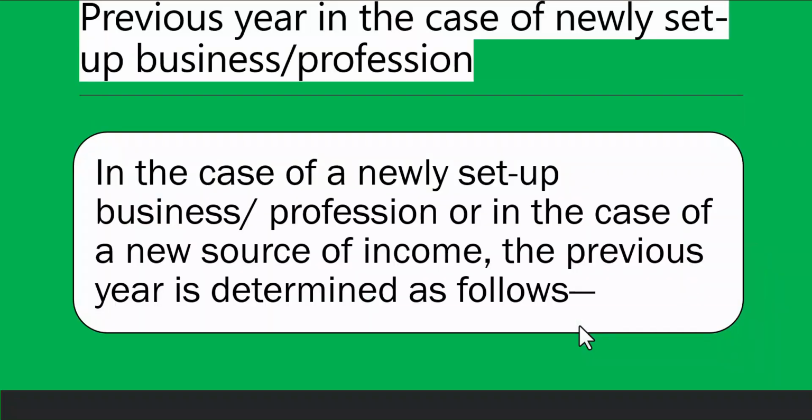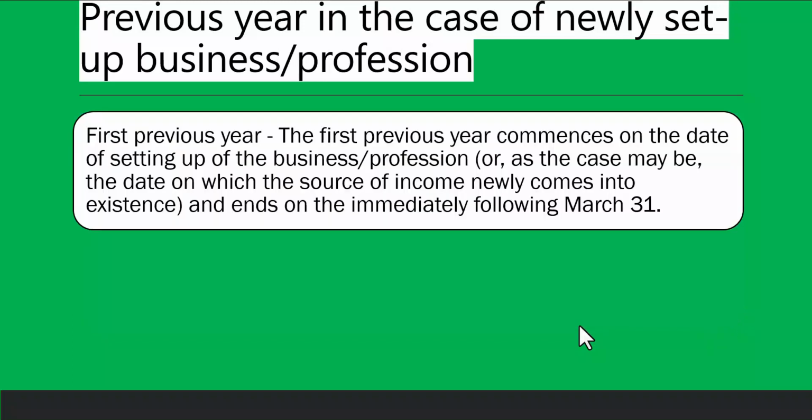Chalo. Kishore, can you read? Previous year in the case of a newly set up business, or in the case of a new source of income, the previous year is determined as follows. Okay, so previous year in the case of a newly set up business or profession. Suppose a person starts a new business. Okay, so what happens? First previous year.